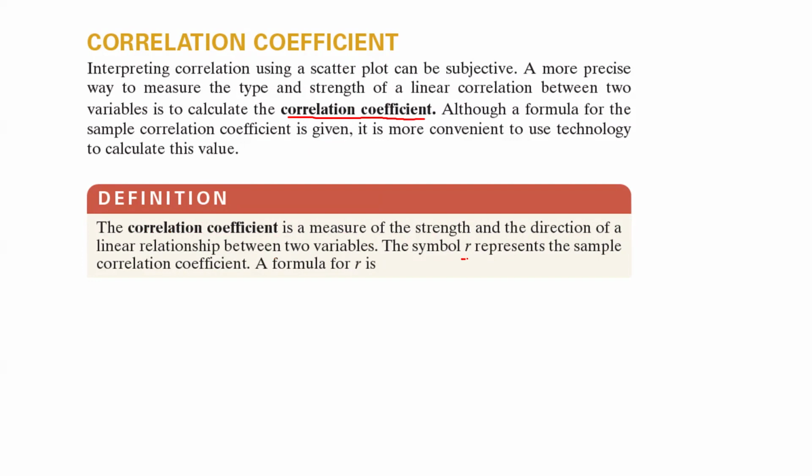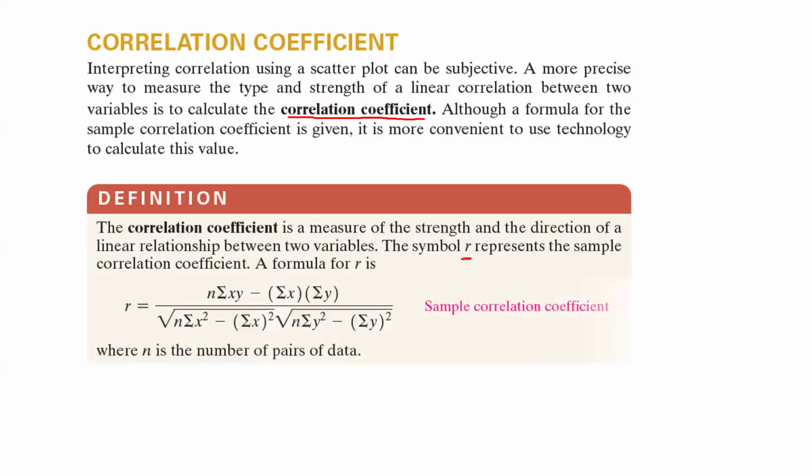We use symbol R to represent the sample correlation coefficient. A formula for R can be written this way. R, or the correlation coefficient, is a fraction. On the numerator, you have n times the summation of all x, y's minus the summation of x values times the summation of y values.